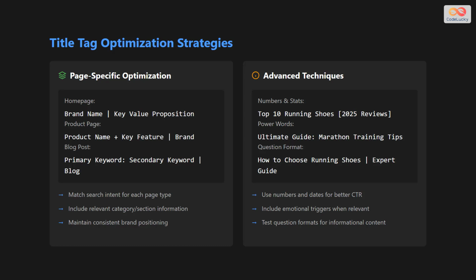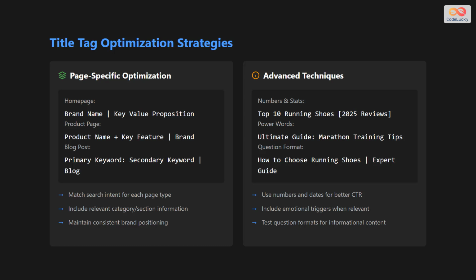Now let's look at title tag optimization strategies for different pages on your website. For the home page, use your brand name followed by the key value proposition. For product pages, start with the product name and a key feature, then include the brand. For blog posts, put the primary keyword followed by a secondary keyword and finally the blog category.